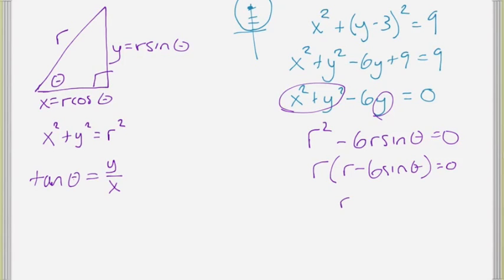And you could either say that this is the graph of a radius of 0, which is just a point at the origin and not very interesting, or that r is equal to 6 sine of theta, and that'll give you the equation of the circle.